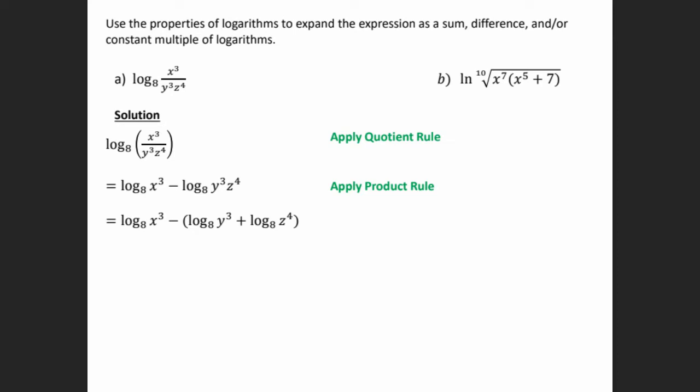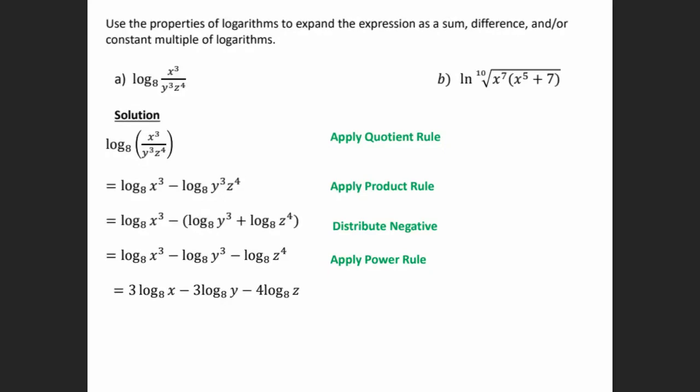Now I can distribute my negative if I want to get rid of the parentheses. So it's going to give me log base 8 of x cubed minus log base 8 of y cubed minus log base 8 of z to the fourth. Then the last thing is applying again the power rule, just to do them all at once. So applying the power rule is going to give me 3 log base 8 of x minus 3 log base 8 of y minus 4 log base 8 of z.